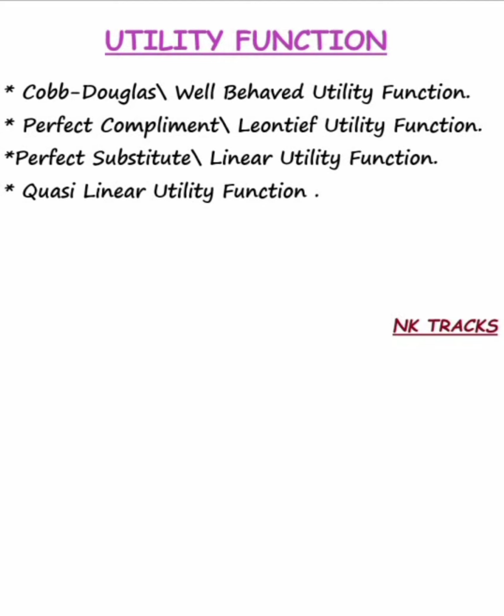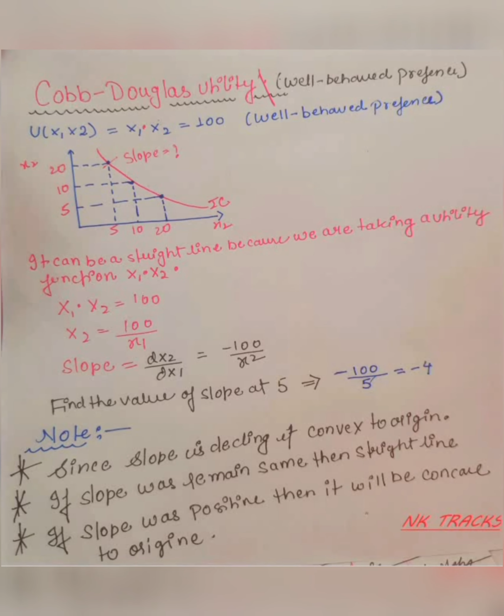In today's lecture the first topic is Cobb-Douglas utility function or well-behaved utility function. Our second topic is perfect complement or Leontief utility function. The third topic is perfect substitute or linear utility function. And our fourth topic is quasi-linear utility function. So let's head into our first topic, that is Cobb-Douglas utility function or well-behaved preferences.